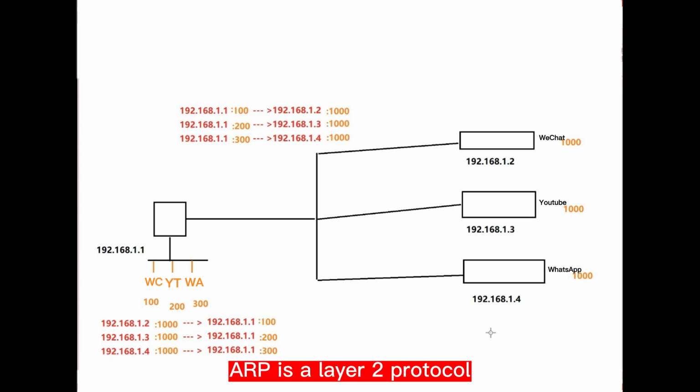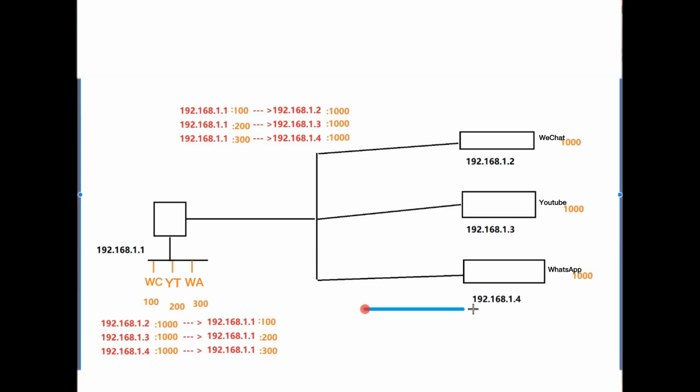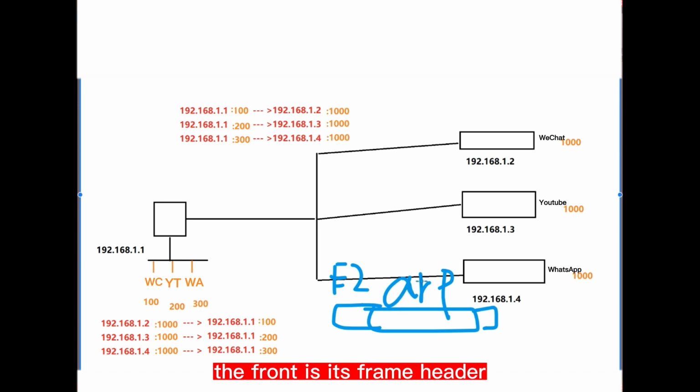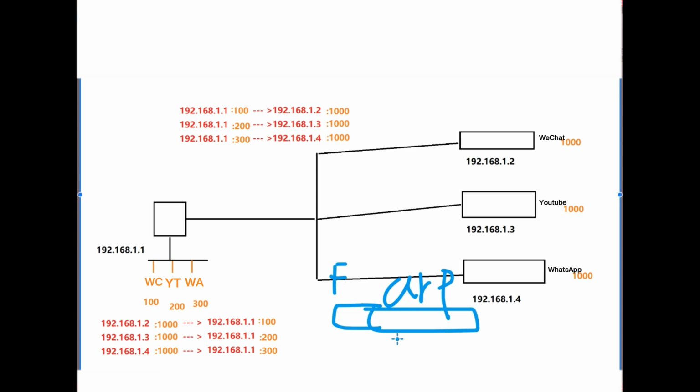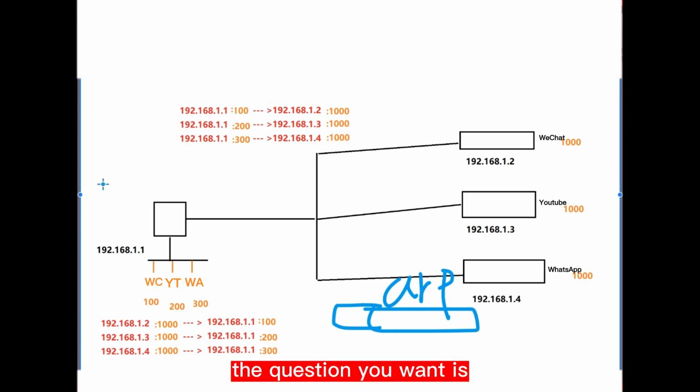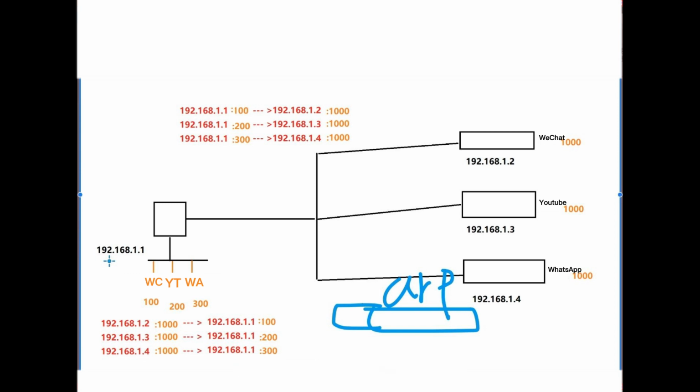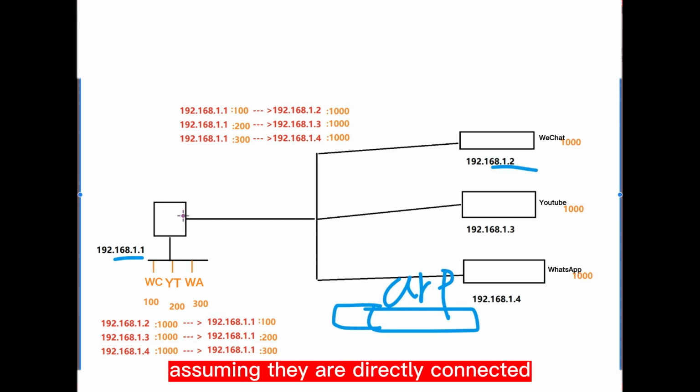ARP is a layer 2 protocol. Let me tell you about our verbal addressing habits. This is ARP, this is Ethernet II, followed by the frame end of Ethernet II, and the front is its frame header. The upper layer of ARP has no content. Actually, the question is that the device now wants to send data to the peer. It is 1.1, and the peer is 1.2, assuming they are directly connected.